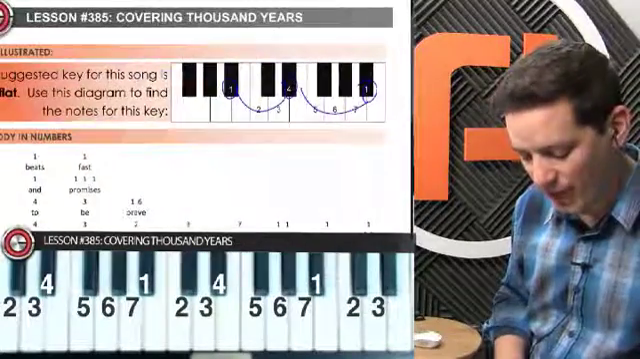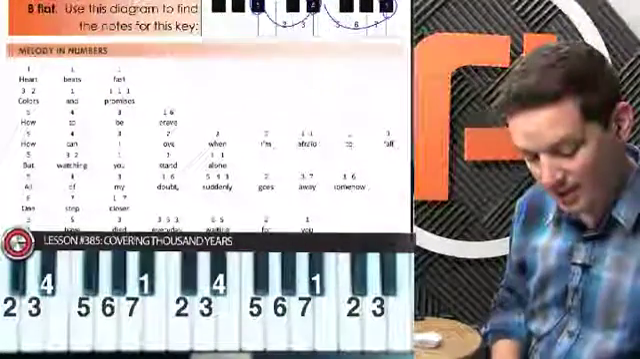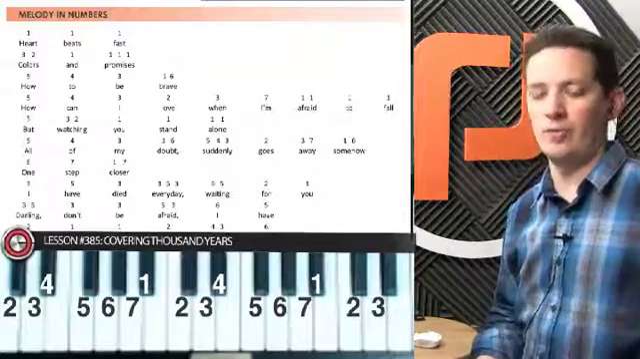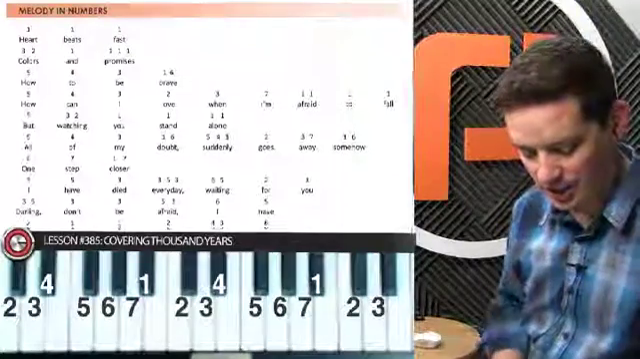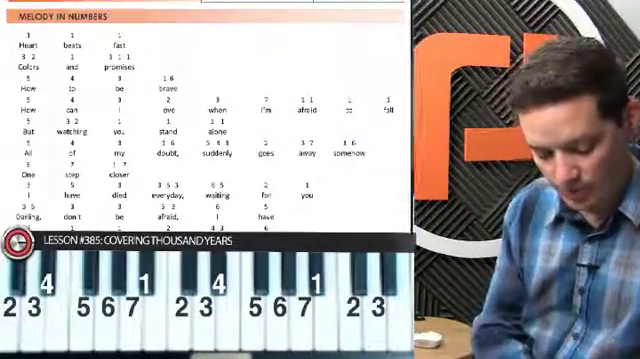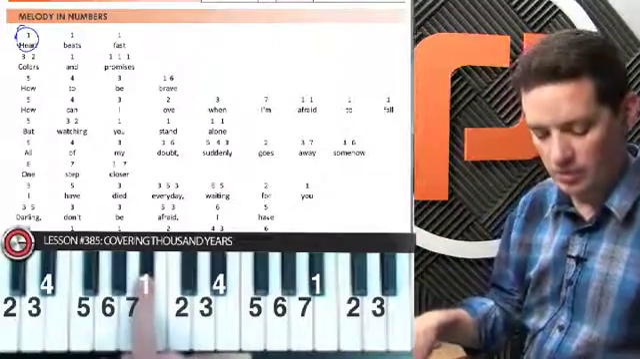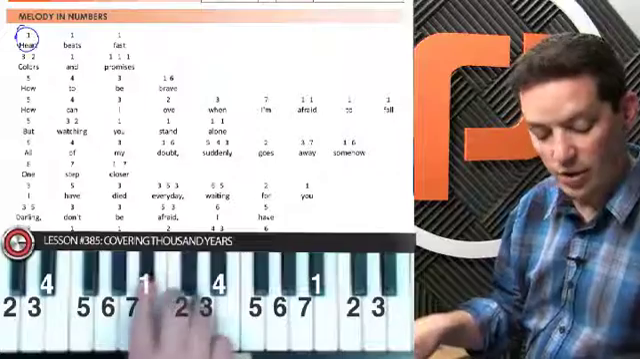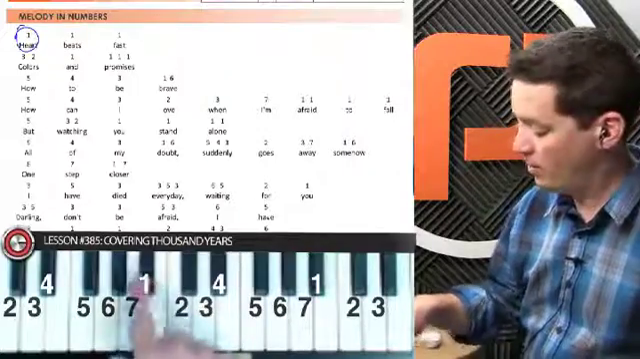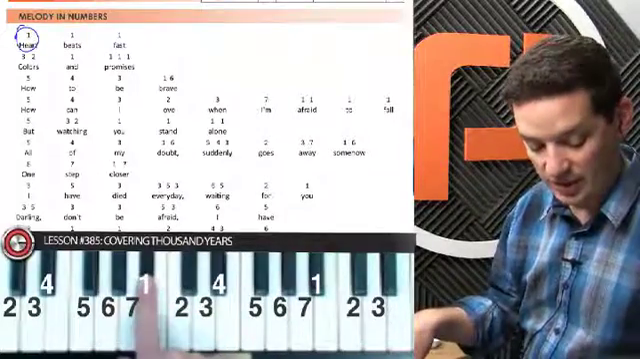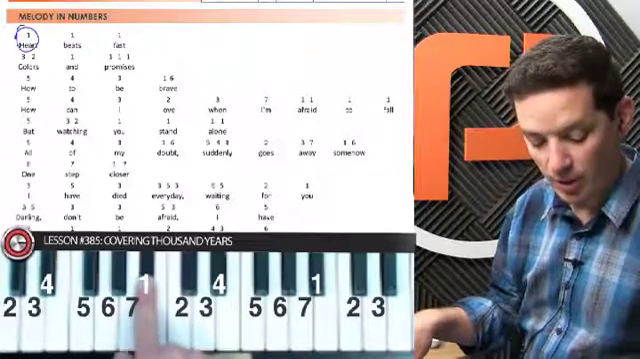So the key of B flat is the key for this, and then this is the entire melody all the way from the beginning to the very end, just like you've requested. From the first word here, heart. So this is going to be 1, 1, 1, that's heart beats fast. 3, 2, 1, 1, 1, 1. That's the colors and promises.